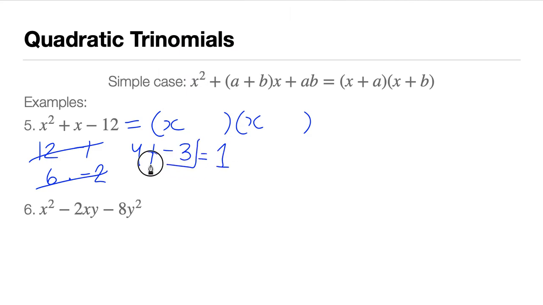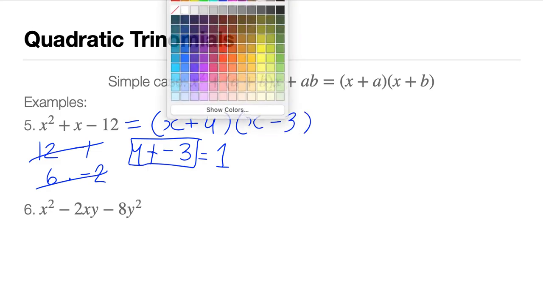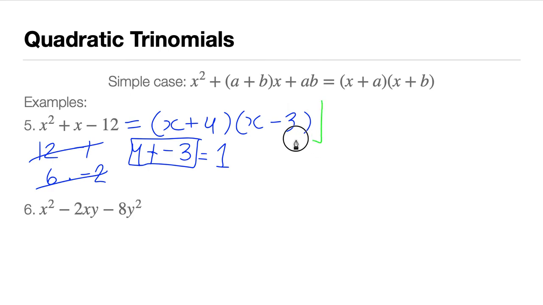Okay, and these are the numbers that we're looking for. So our answer will be x plus 4 times the quantity of x minus 3. So this is our answer in number 5. Okay, this is our answer for number 5.